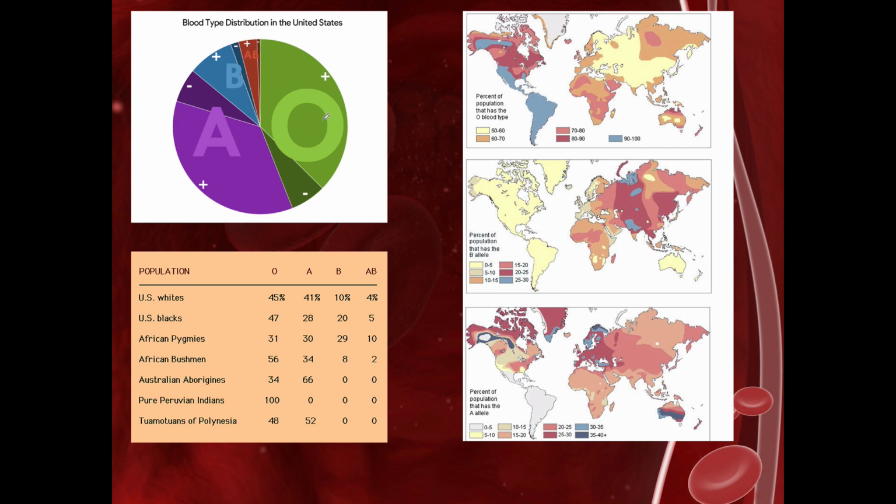Now, notice you all see these pluses and minuses. We're going to talk about those in a little while, but there's a subset of each blood type called positive and negative, which can also lead to different transfusion issues. And again, we'll talk about that in a little bit.